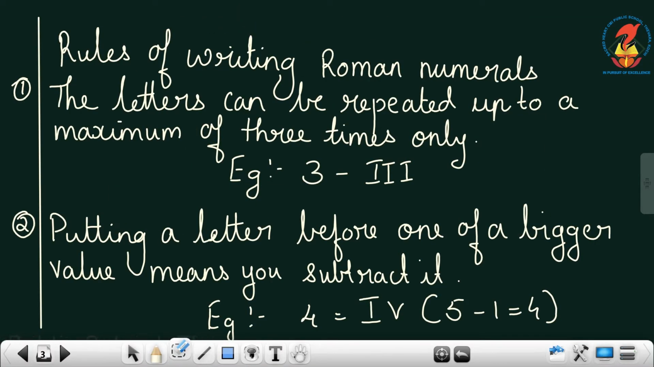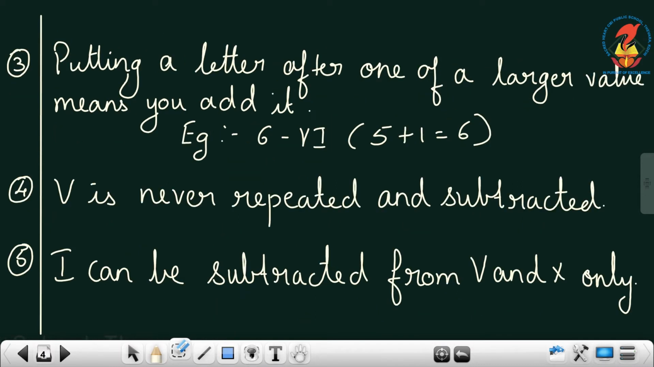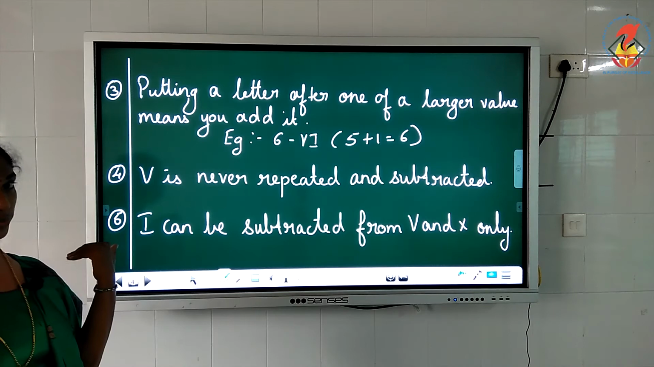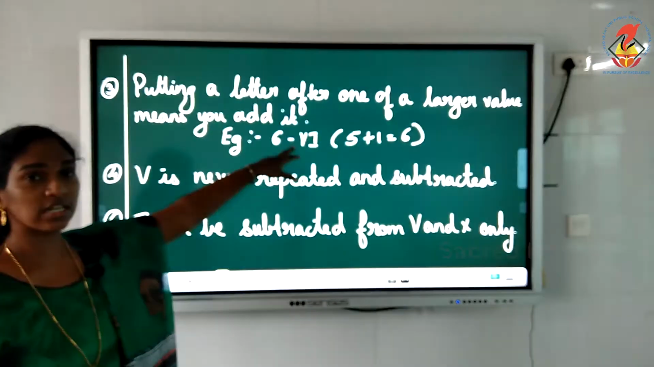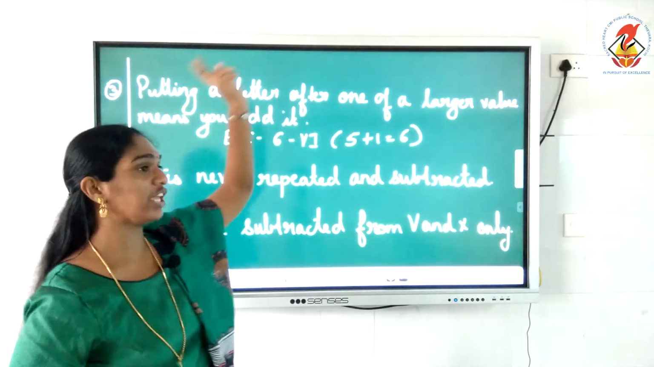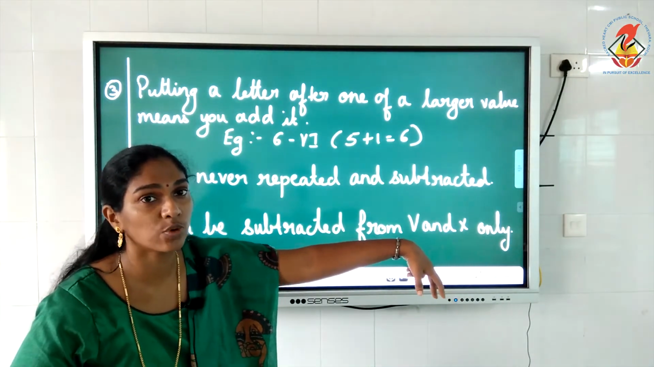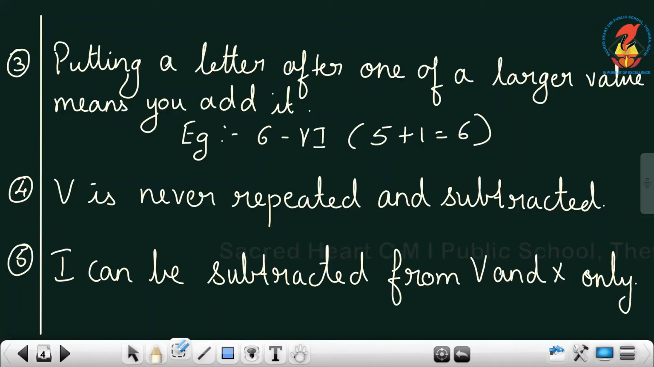After that you'll copy this. Now the third rule, putting a letter after one of a larger value. Earlier it was before. Now you will put after. See again, V is a larger value. After V, I put I. Means what? You are adding it. That is 5 plus 1 equal to 6.